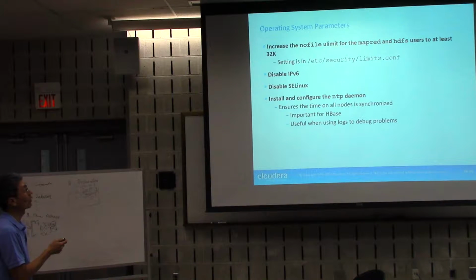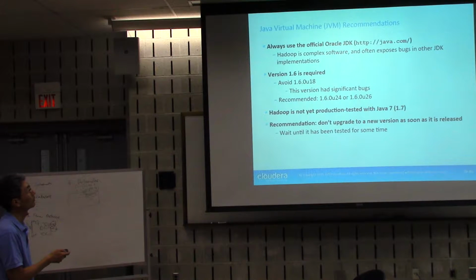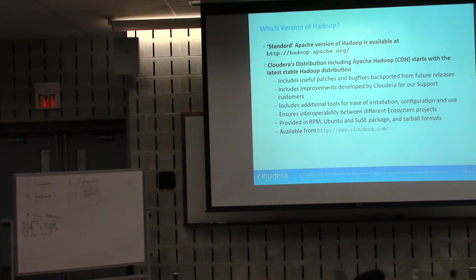Hadoop is based on traditional IP, so IPv6 should be disabled. They recommend using the official version of the Java virtual machine. Version 1.6 is required. 1.7 is running, I tested it, so there might be no problem. Then you can download Hadoop, then install it.